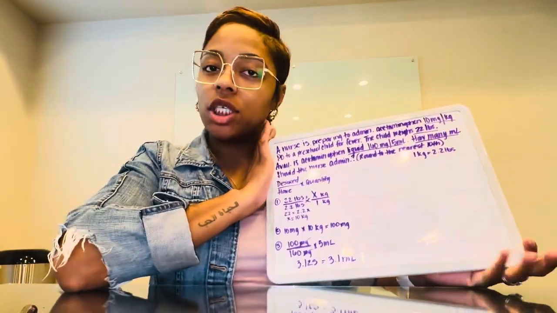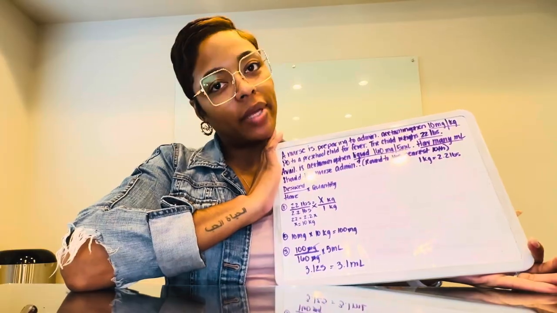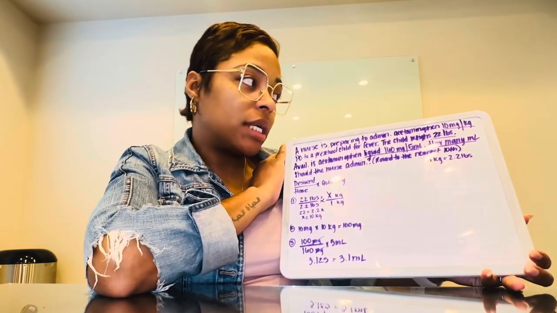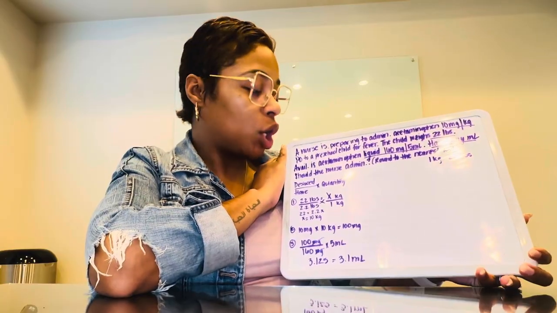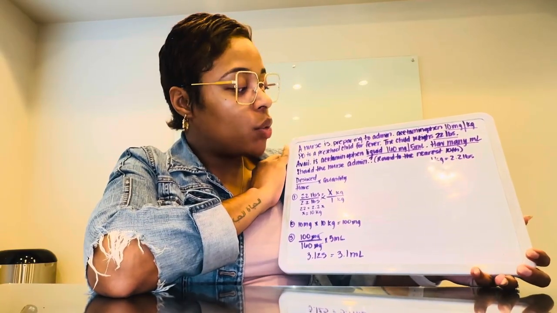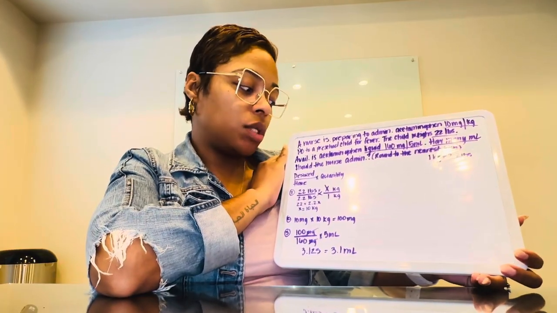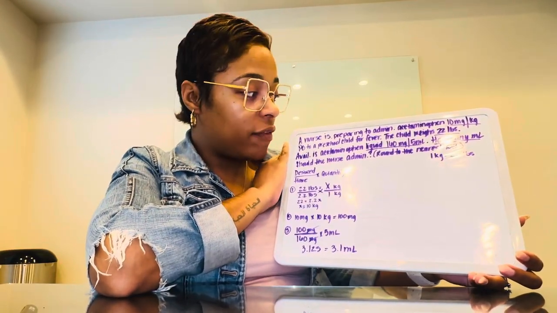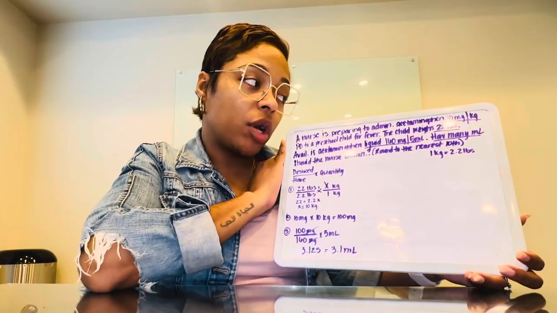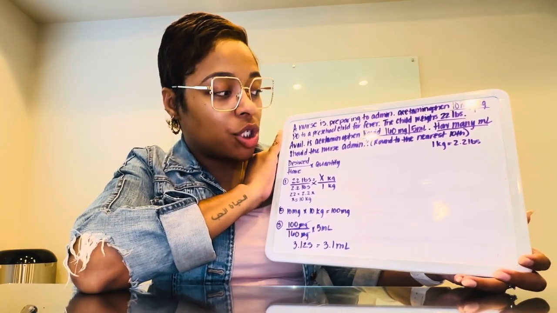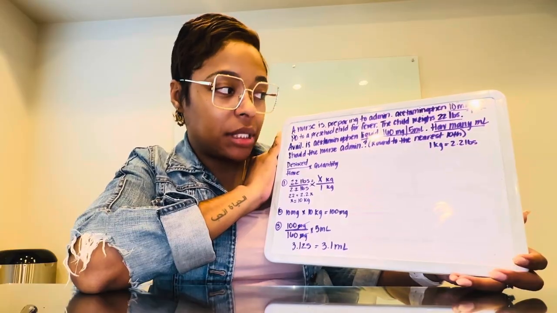I pre-wrote the question, so this one should be a pretty short video. Okay. A nurse is preparing to administer acetaminophen 10 milligram per kilogram PO to a preschool child for a fever. The child weighs 22 pounds. Available is acetaminophen liquid, 160 milligrams per 5 mL. How many mLs should the nurse administer? Round to the nearest tenth.